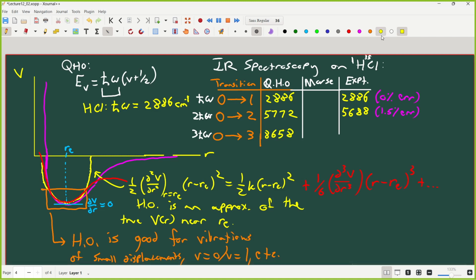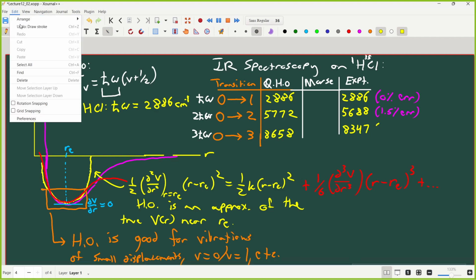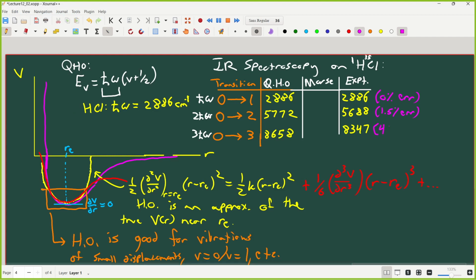Let's do the last one. This one's at 8347, and the disagreement's gotten even larger. That is 8357, 8658. This is a 4% error. As you can see, as we go to higher and higher energy levels, from 1 to 2 to 3, our disagreement basically increases linearly. It's actually more like quadratic, but it's a slow quadratic. From 0 to 2% to 4%, you can imagine as I keep going, it gets worse and worse.